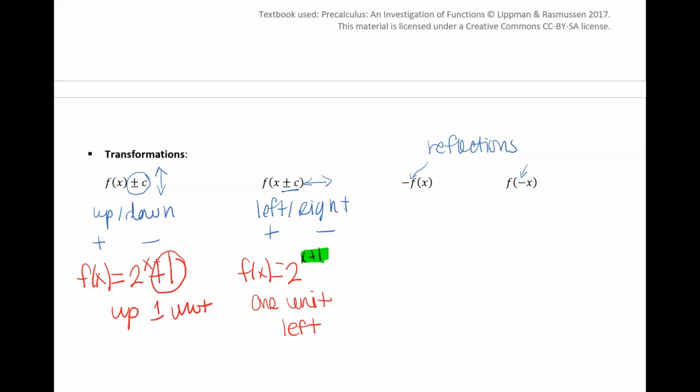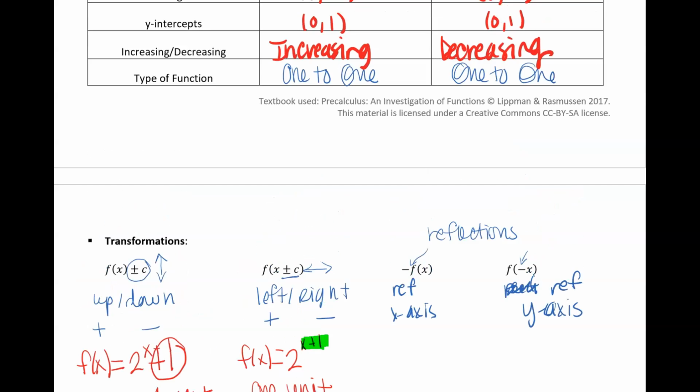Then let's look at what these reflections look like. Now we learned that when we have a negative outside the function, that was a reflection across your x-axis. We learned that when we have it on the inside, that was a reflection across our y-axis. So let's write that. So that would be reflection on your y-axis. And we've already kind of seen one of these reflections as we're working through it in that previous example. This one over the y-axis, we saw that previously up here.